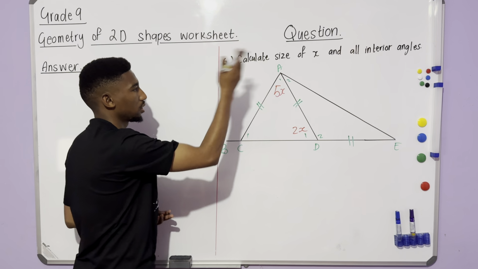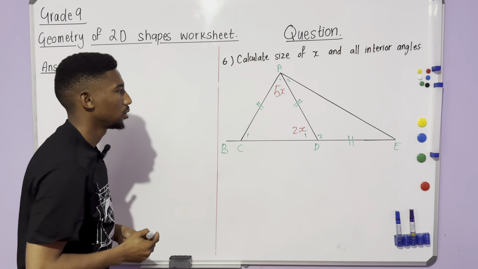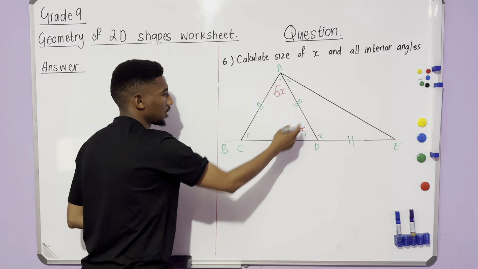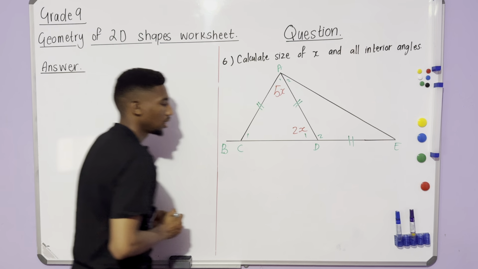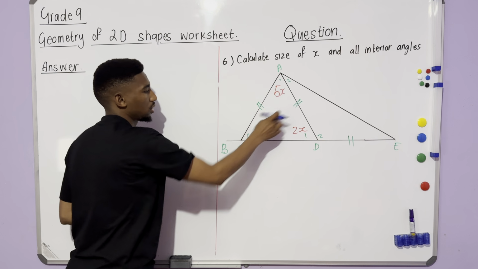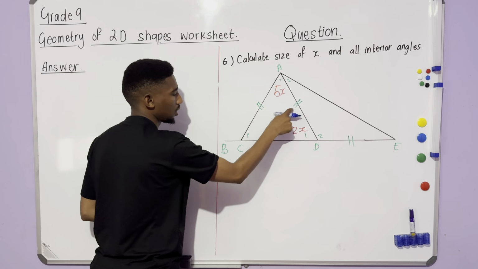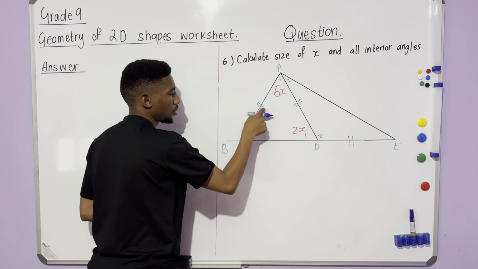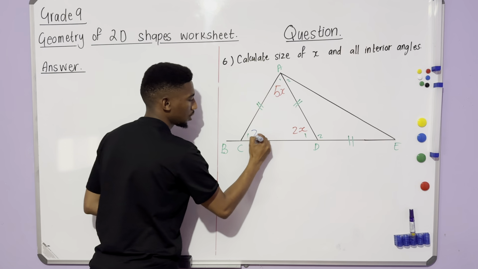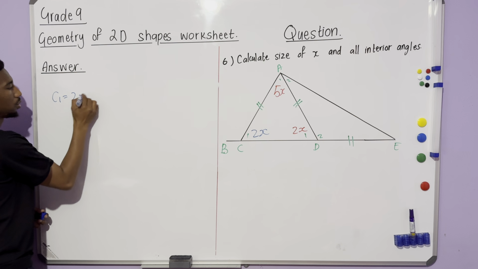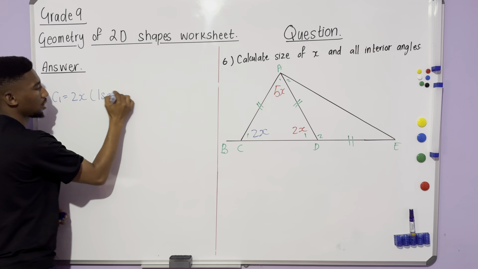It says calculate the size of x again and all interior angles. If we look at this triangle again, it's an isosceles triangle, and we know that an isosceles triangle has equal angles opposite the equal sides. So that would be 2x. So you can say C1 is equal to 2x. Your reason is isosceles.